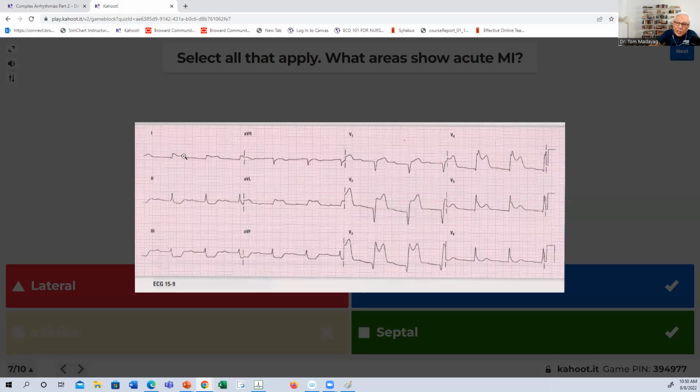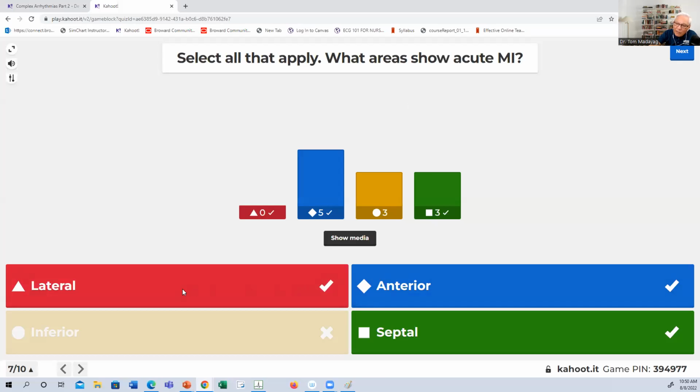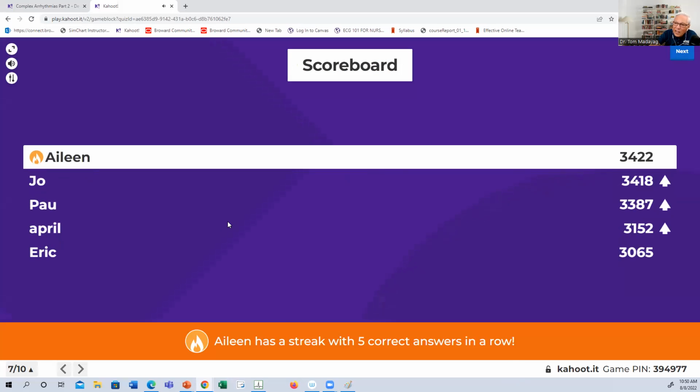We have ST elevation in lead 1. We have ST elevation in AVL. These are the lateral leads. V1, V2, V3, V4, V5, and V6. These are all anteroseptal and lateral leads. So that is why we have the lateral, the anterior, and the septal areas that are infarcted. So let's see who got that correctly. Eileen again, and Joe, Pau, April, and Eric. Congratulations.